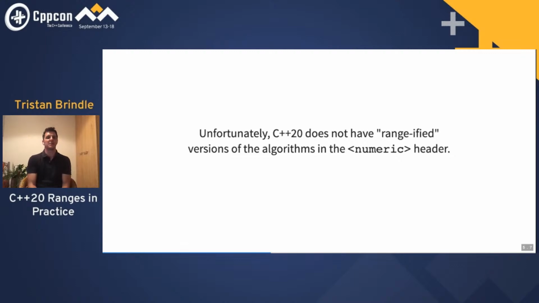Well, unfortunately, C++20 doesn't have rangified versions of the algorithms from the numeric header. Remember, accumulate is in this other header, numeric, not in algorithm. I wish I knew why this split had occurred. Fingers crossed, we're going to have this in C++23. It turns out that the numeric algorithms are actually pretty difficult to specify the concepts for. That's why they're not in C++20.